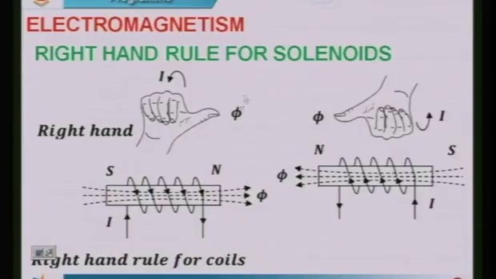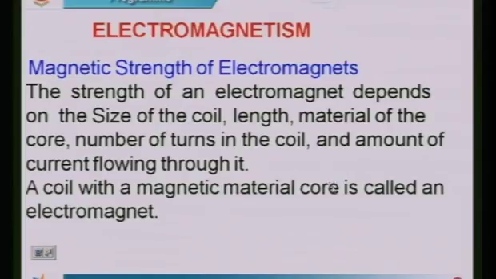You can see here the current is flowing down, the fingers are also downward, and the thumb gives the direction of the flux produced. Here the direction of the current has been changed, and the polarity of the poles has also changed.